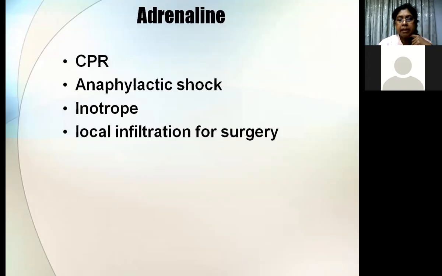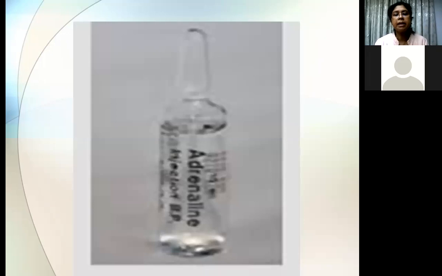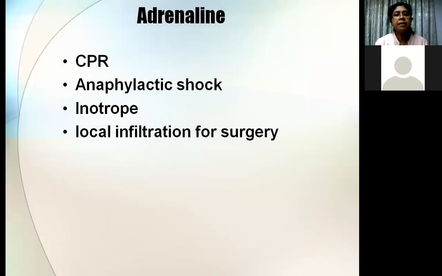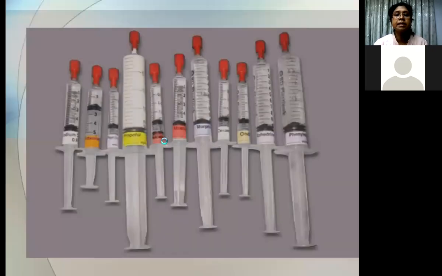So the other drug that I would like to talk about is adrenaline. This is our wonder drug in anesthesia, where if we have a cardiac arrest, this is the drug of choice, where we go for the resuscitation. And this is the drug of choice for anaphylactic shock. So you should know the doses of adrenaline during CPR, during anaphylactic shock, and whenever the pressures drop, we use it as an inotrope, and sometimes we do use this for local infiltration to reduce bleeding also in certain surgeries.